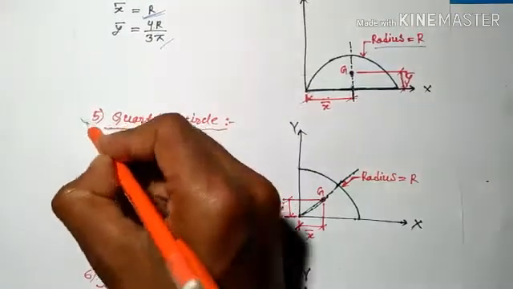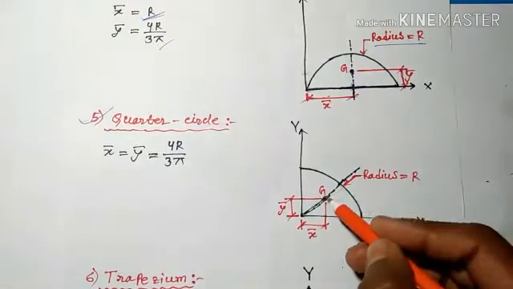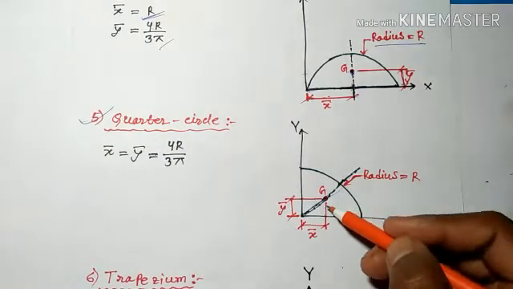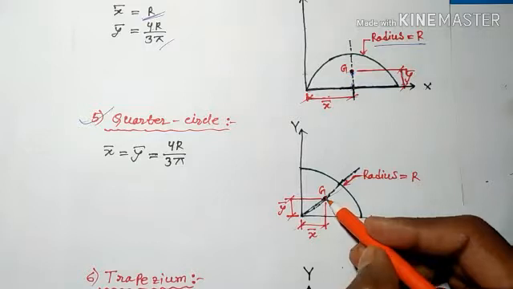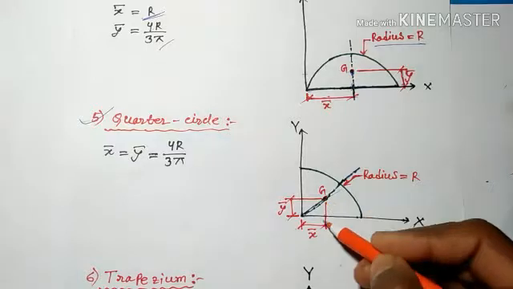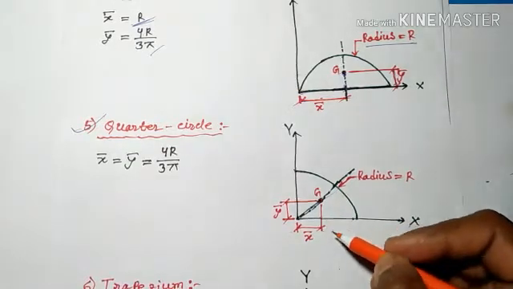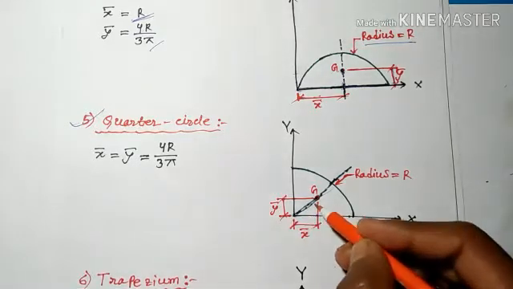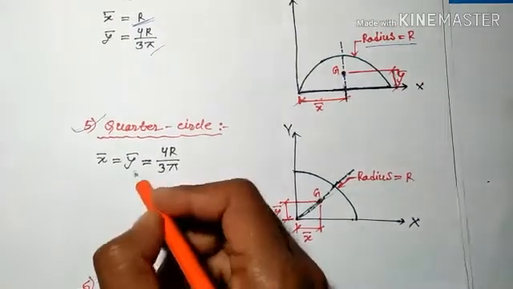The next figure is a quarter circle. This is a quarter circle and this is the axis of symmetry. So the CG of this quarter circle will lie on this axis. Suppose this point is the CG of this quarter circle. It is denoted by G, and x bar is the distance of CG from the y axis and y bar is the distance of CG from the x axis. So for a quarter circle, x bar equals y bar equals 4r by 3 pi.